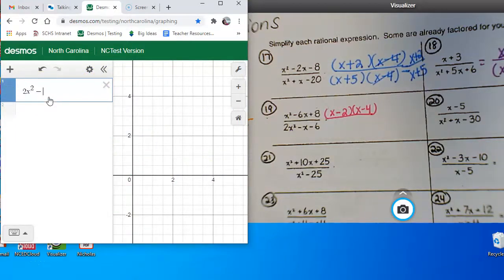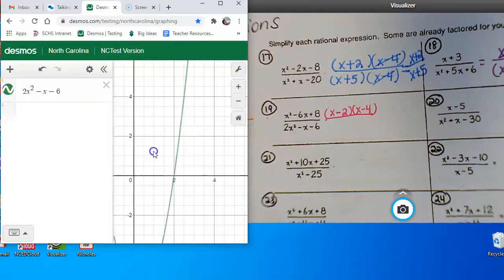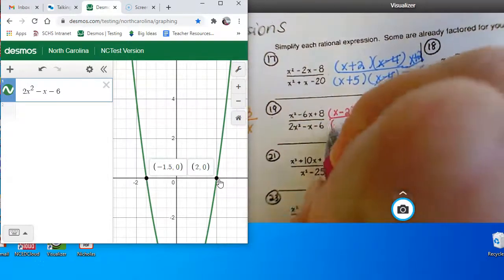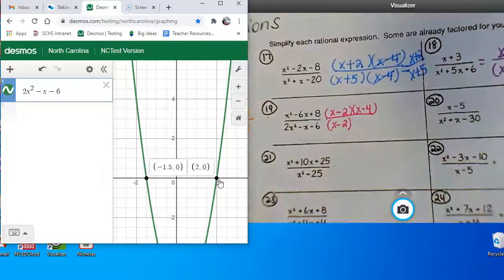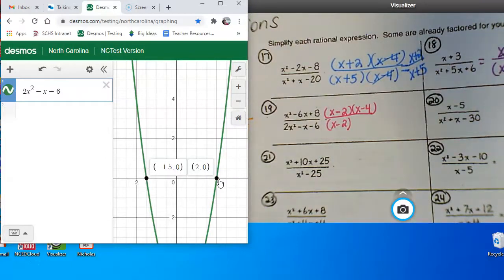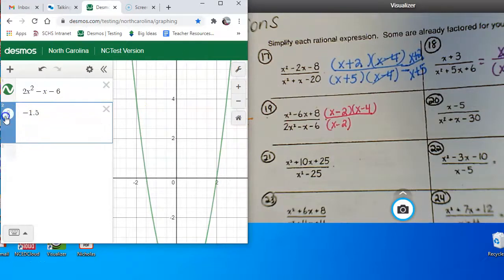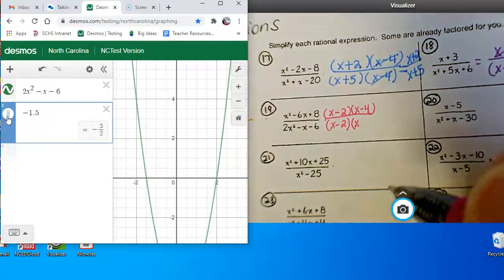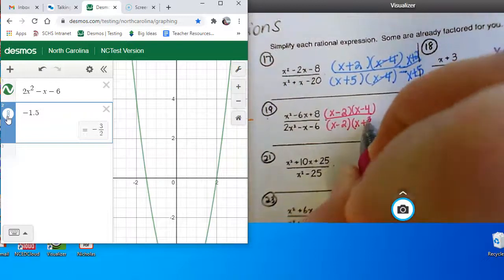2x squared minus x minus 6. That one's interesting because we have a decimal. Okay, I know that the 2 one is going to be x minus 2, but now I've got to figure out how to deal with that decimal. So remember that what we do when there's decimals is we put the decimal in, change it to a fraction, and then we rewrite it. So what I'm going to do is make it x plus 3 over 2.